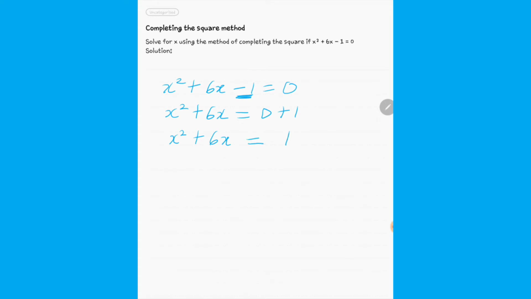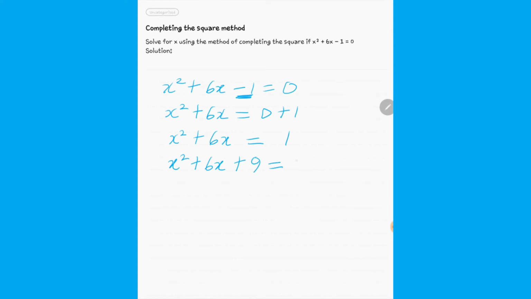For the left hand side, you are going to add a number that will make x squared plus 6x a perfect square. How do you know what number to add? The video before this one explains that. If you watch the video and understand it, then you should know that x squared plus 6x, when I add 9 to it, becomes a perfect square.